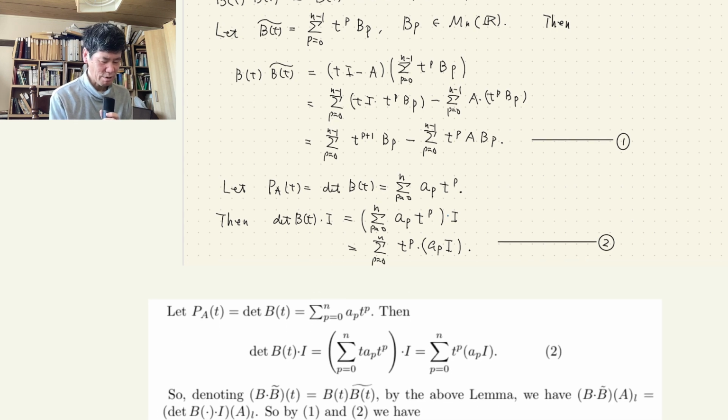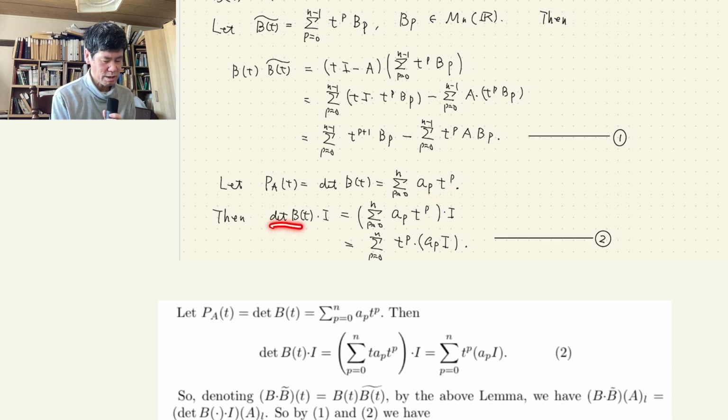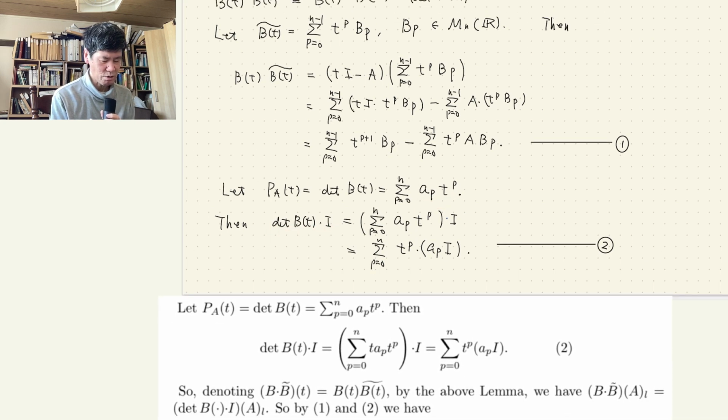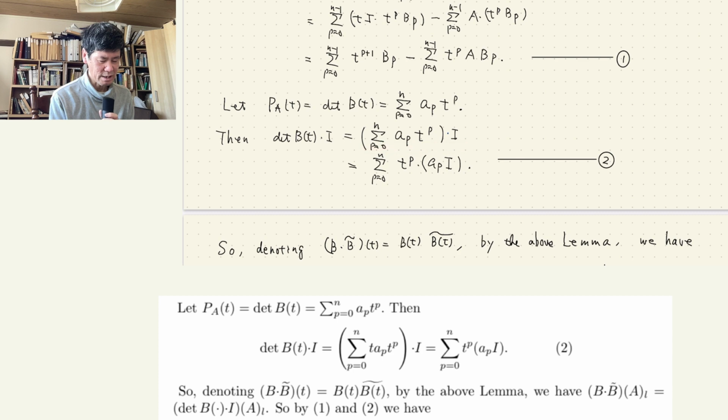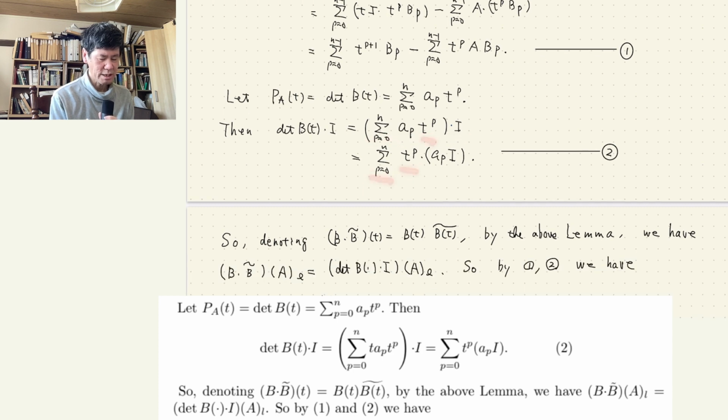Let the characteristic polynomial P(t) be equal to the summation from p equals 0 to m of ap times t to the p. Then determinant B(t) times I is equal to the summation of ap times t to the p times I, and this is equal to the summation of t to the p times ap I.